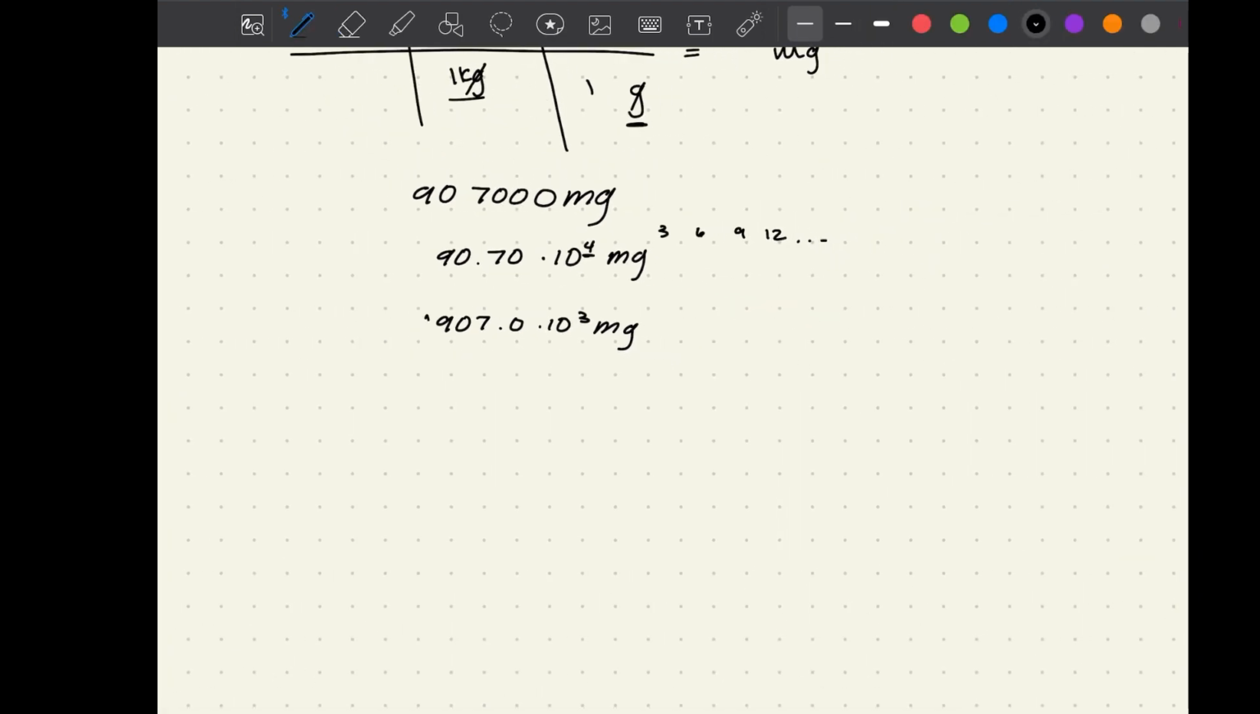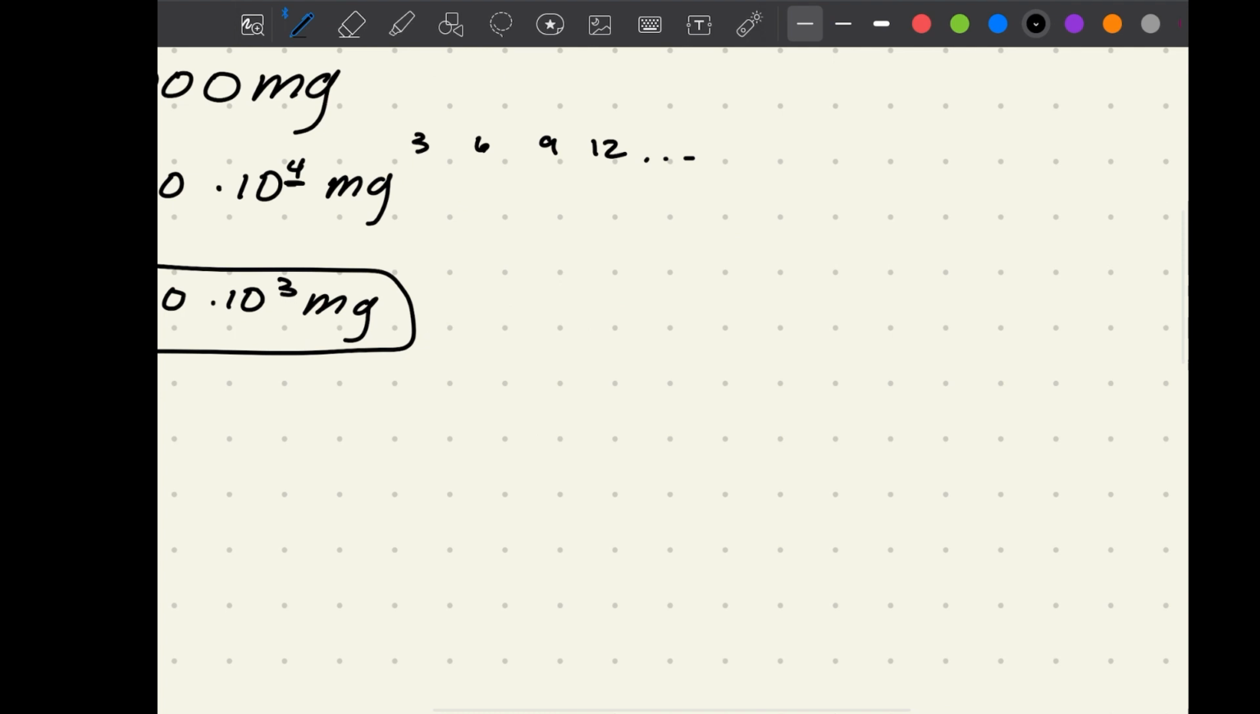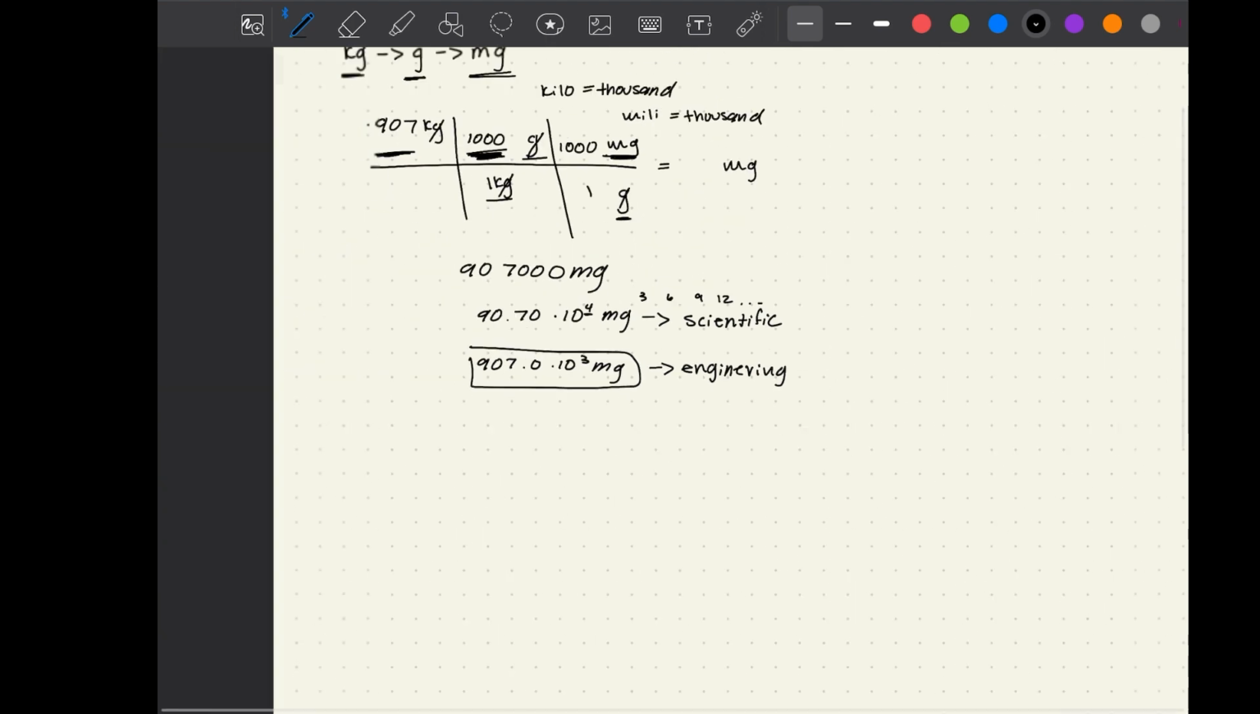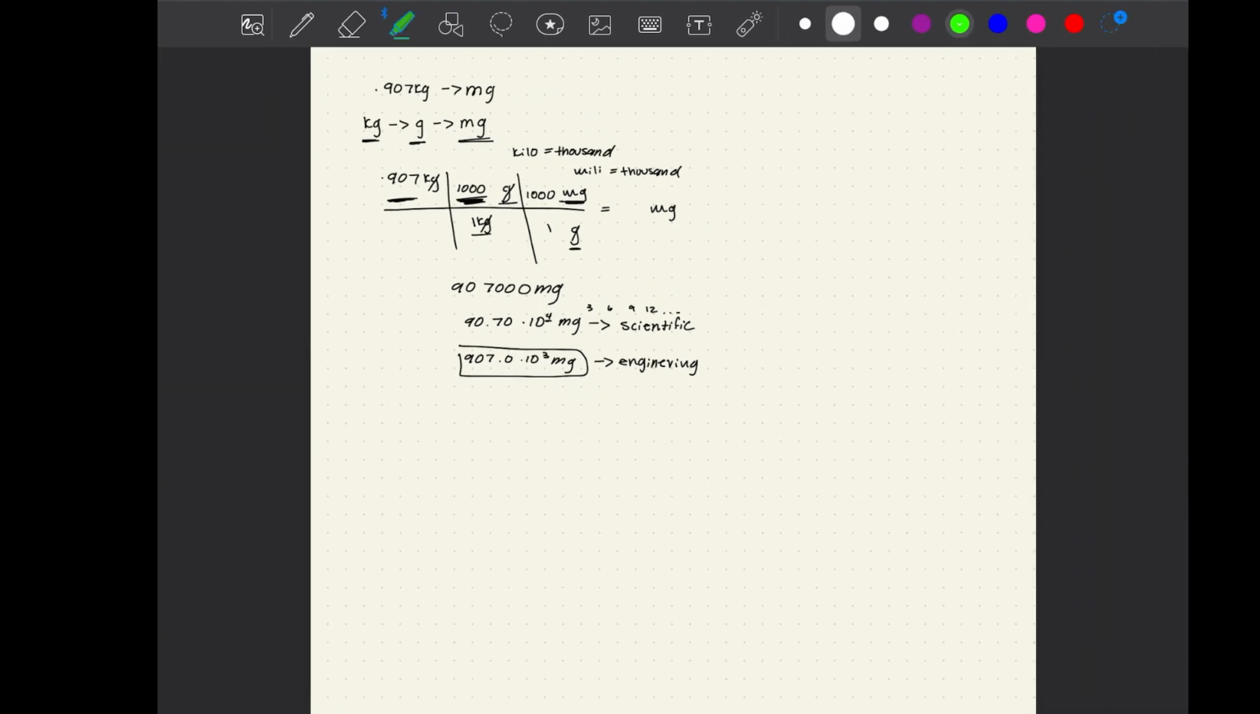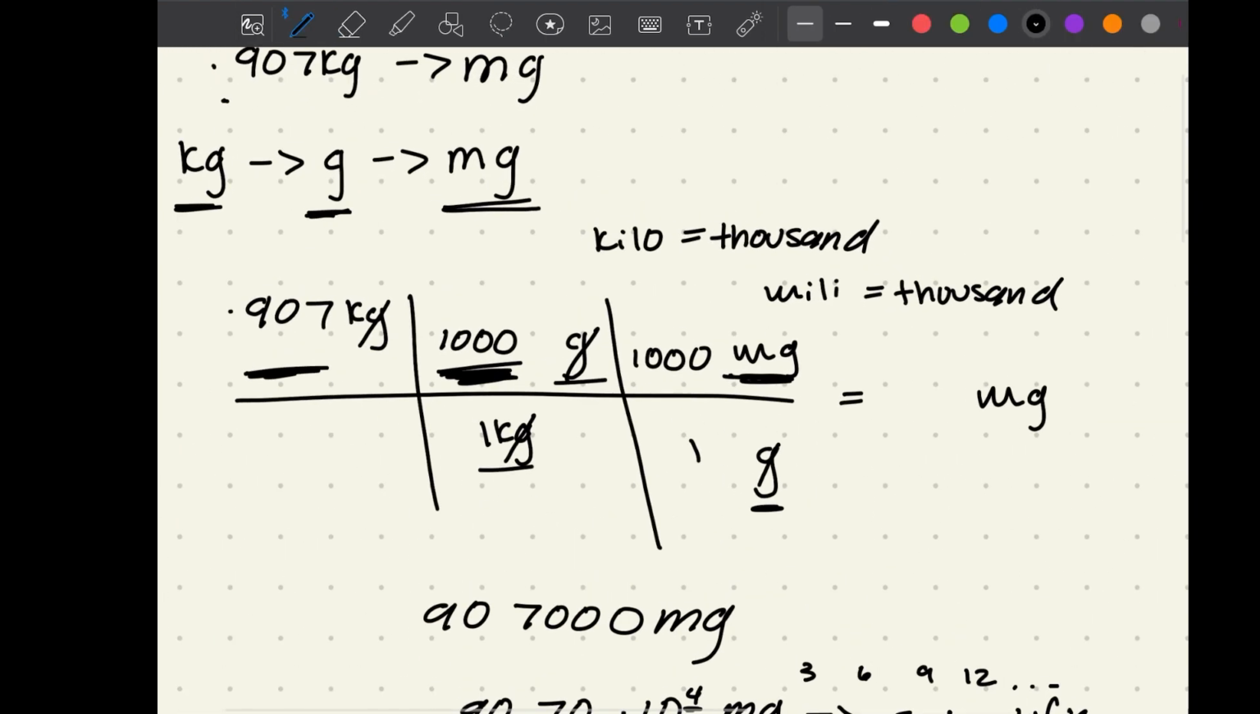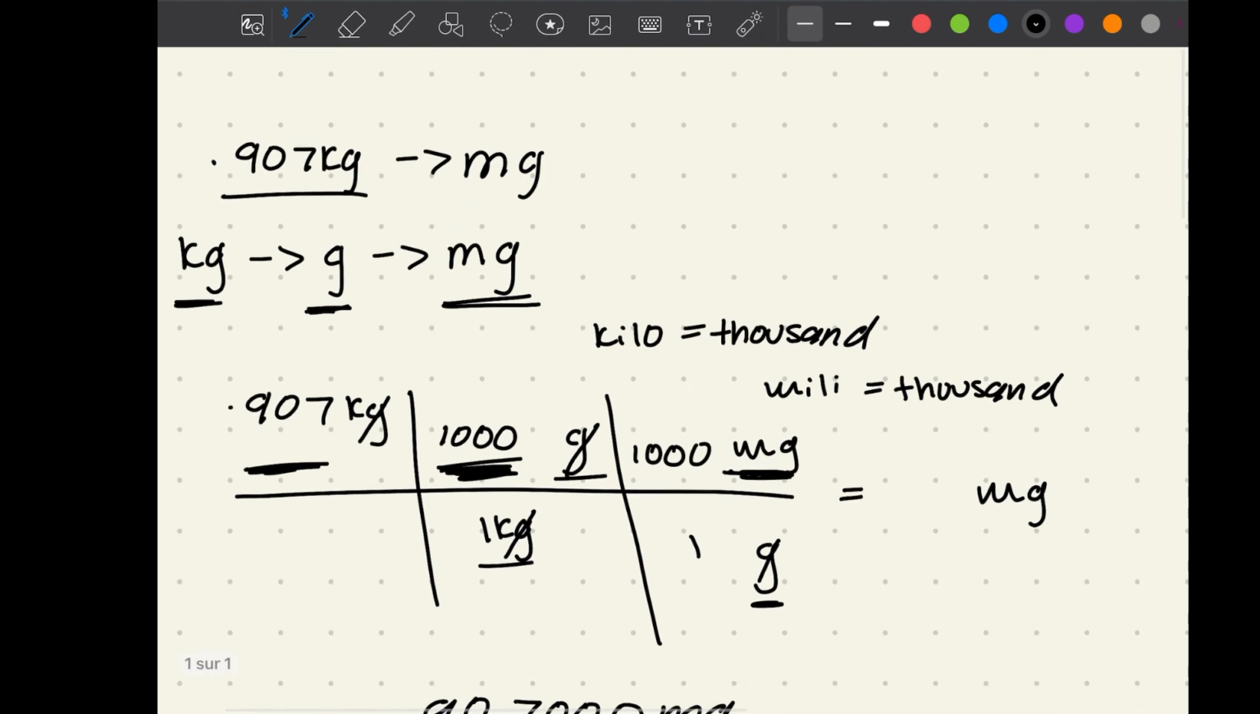Now you can box your answer. Let me write engineering, and this is scientific. And we can put the answer in green and separate it. Oh wait, sorry, not the next example. We have to convert this kilograms amount into pounds.